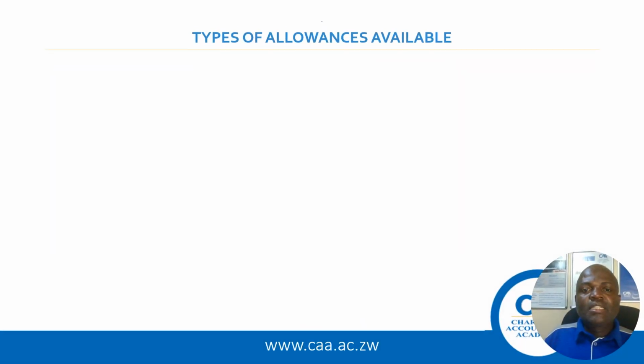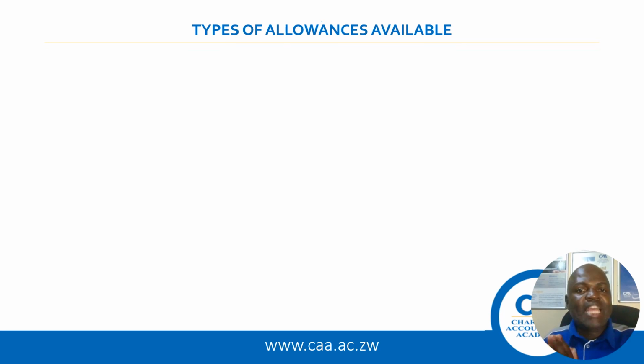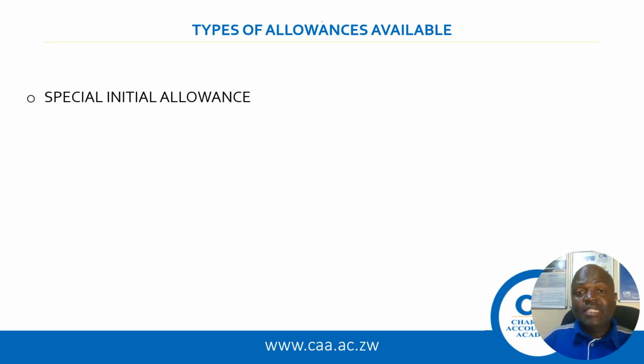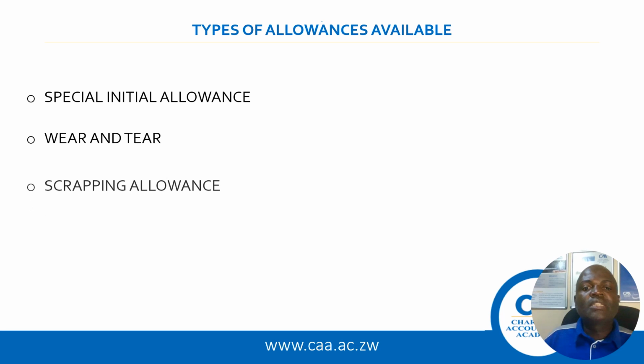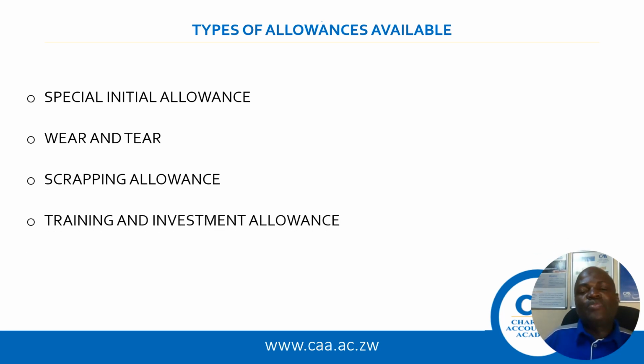Having classified, one will then ask what types of capital allowances are available under the fourth schedule. You have special initial allowance, and the fourth schedule will talk about how it works and its characteristics. Wear and tear, the same, the fourth schedule will expand on that. Scrapping allowance, training and investment allowance. Those are your key allowances available. And so the fourth schedule should be studied by the candidate because they need to get into the exam with a full appreciation of how each one of these four works.